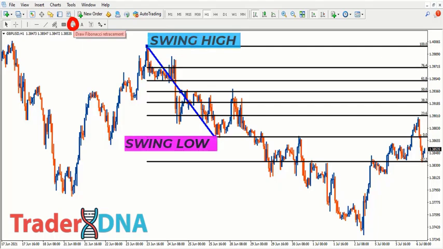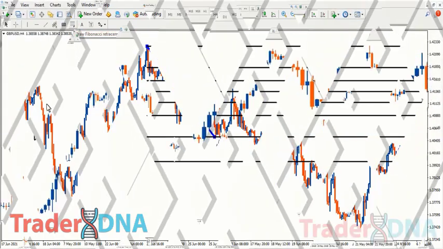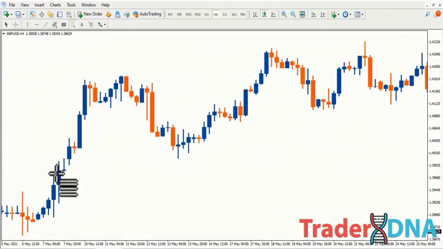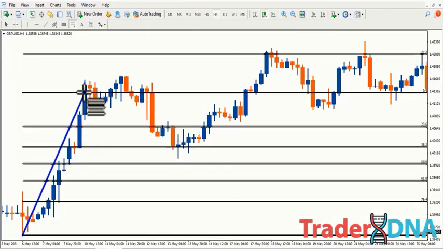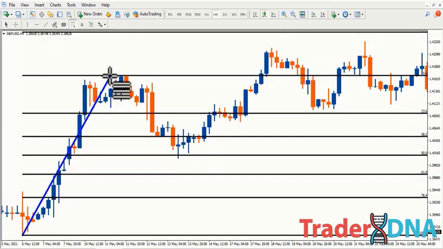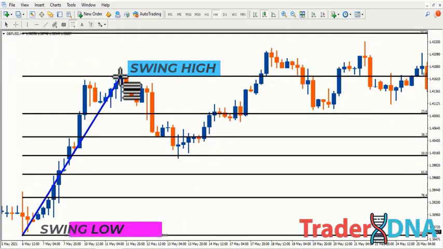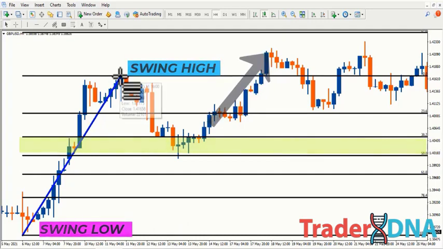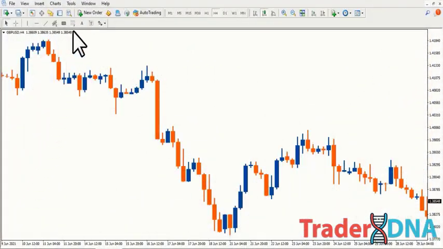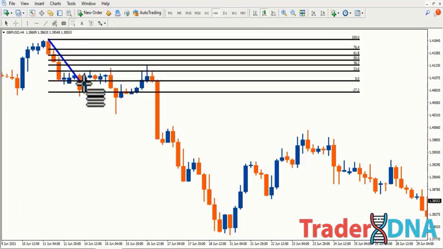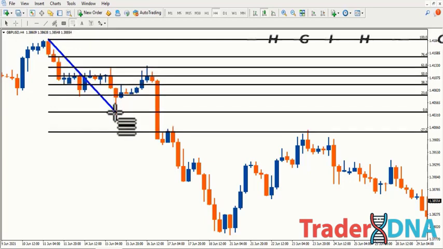And here's a quick way to remember this concept. If it's an uptrend, you want to start with the swing low and drag your Fibonacci level all the way up to the swing high. If it's a downtrend, you start with the swing high and drag your cursor all the way down to the swing low. Simple enough.